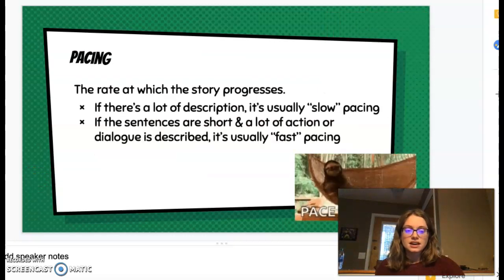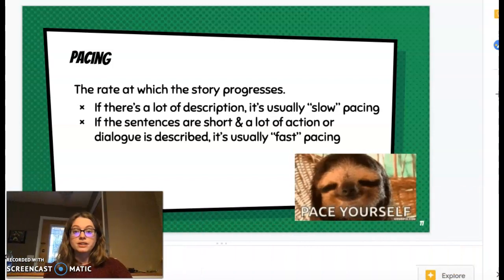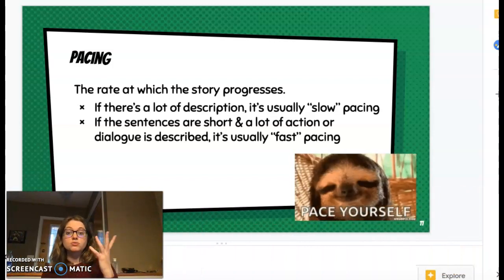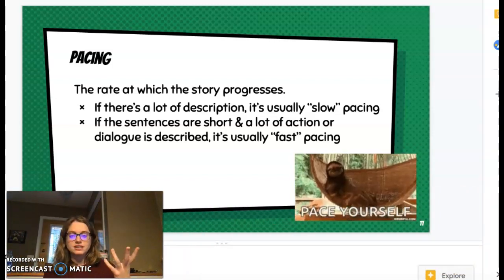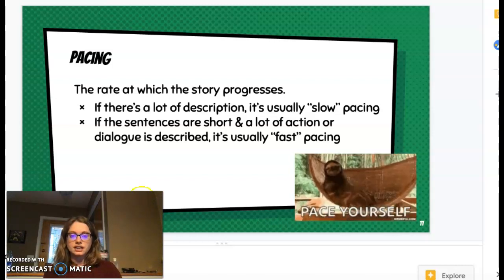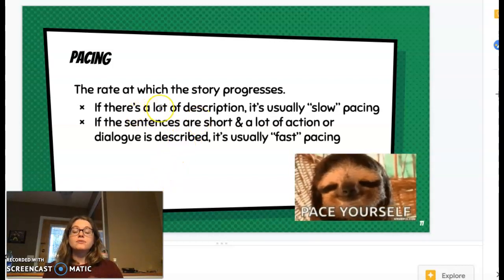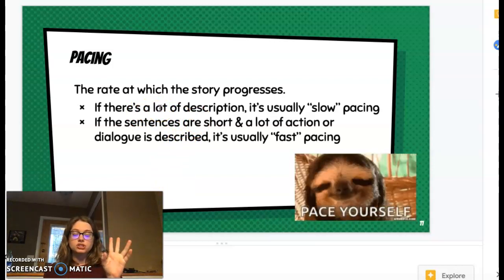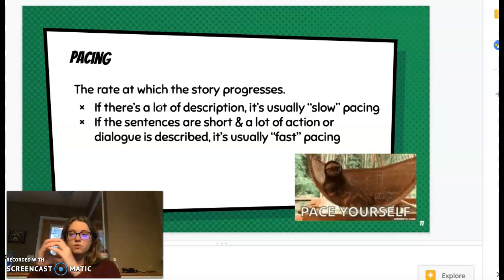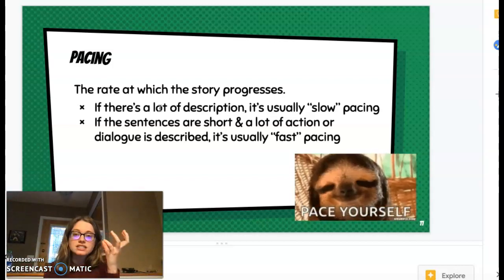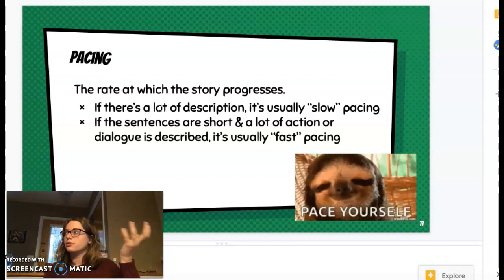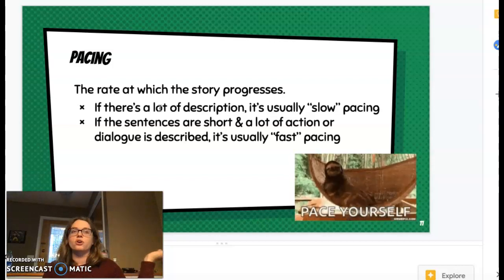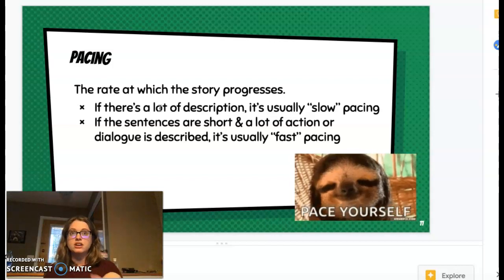Okay, the last thing I wanted to go over was pacing. So pacing is the rate at which the story progresses. So we'll talk a little bit more about that in just a second. If there's a lot of description in a story, it's usually considered slow pacing. Picture it like a camera moving in slow motion to get every little detail of the setting or every little detail about a person. It's like one of those teeny bopper movies when a girl's in the cafeteria and she sees the boy of her crush the first time in slow motion.